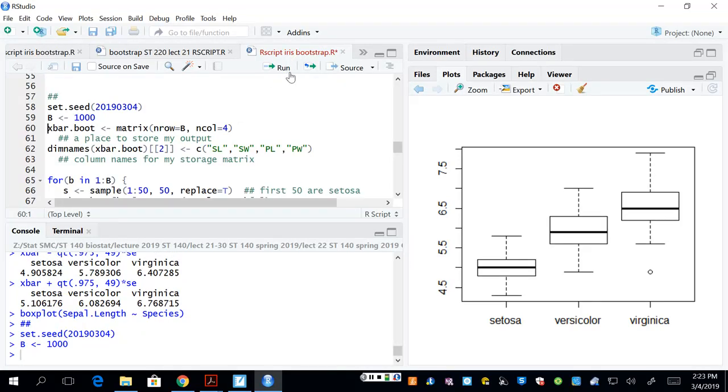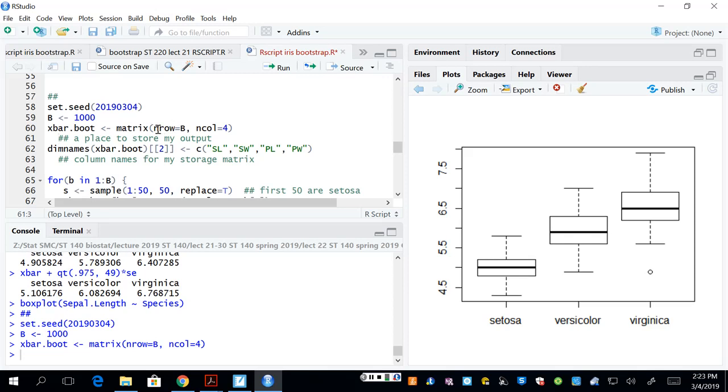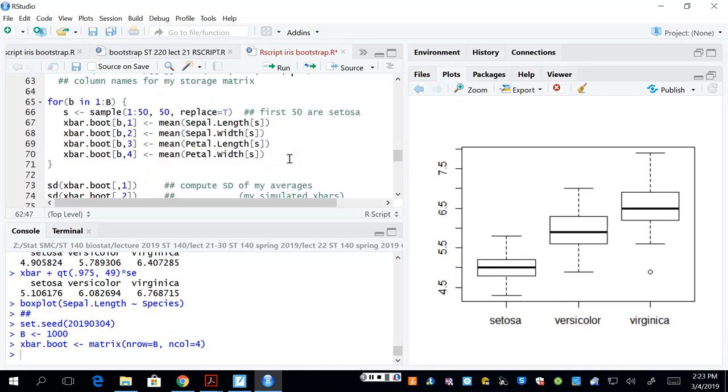I'm going to set up some place to store it. I'm going to set up a matrix that has capital B rows, so 1,000 rows. But I'm going to store 4 different variables, so I'm going to do 4 columns. And I'm going to name those columns sepal length, sepal width, just abbreviations there. Then I'm going to do my little loop, 1,000 times. The first 50 are all Setosa. So the data set's organized that way, one species to the next.